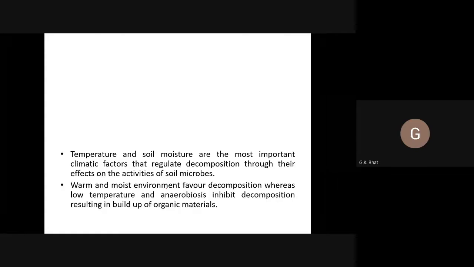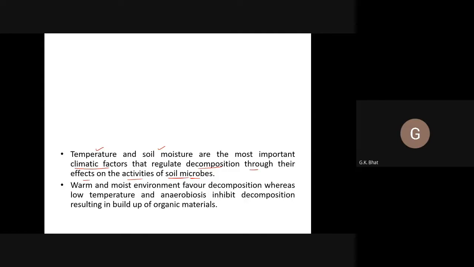Temperature and soil moisture are the most important climatic factors. They regulate decomposition through their effects on the activities of soil microbes. Completely dry matter will not undergo decomposition quickly. If it is a little bit wet, then soil moisture and temperature, as I said, regulate decomposition through their effects on the activities of soil microbes.